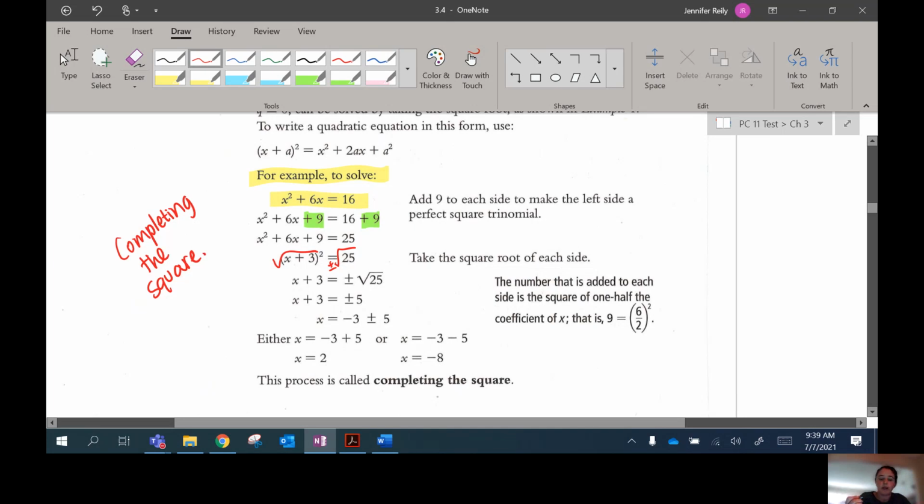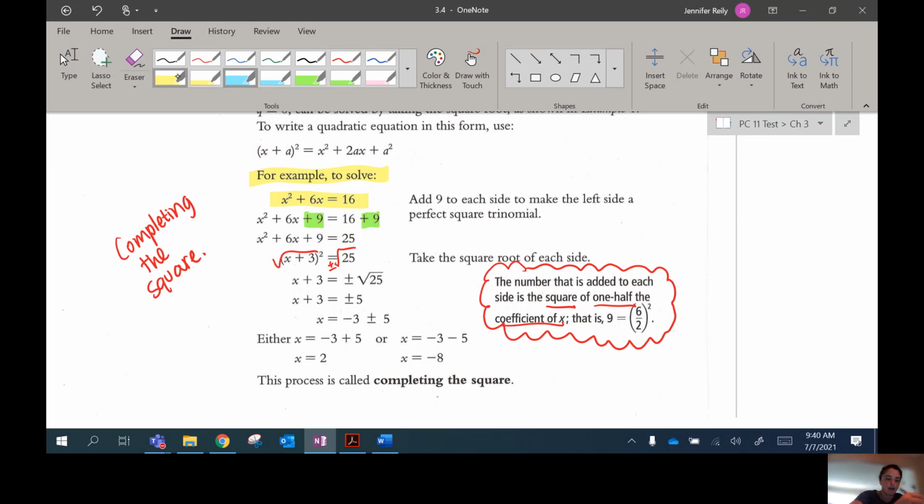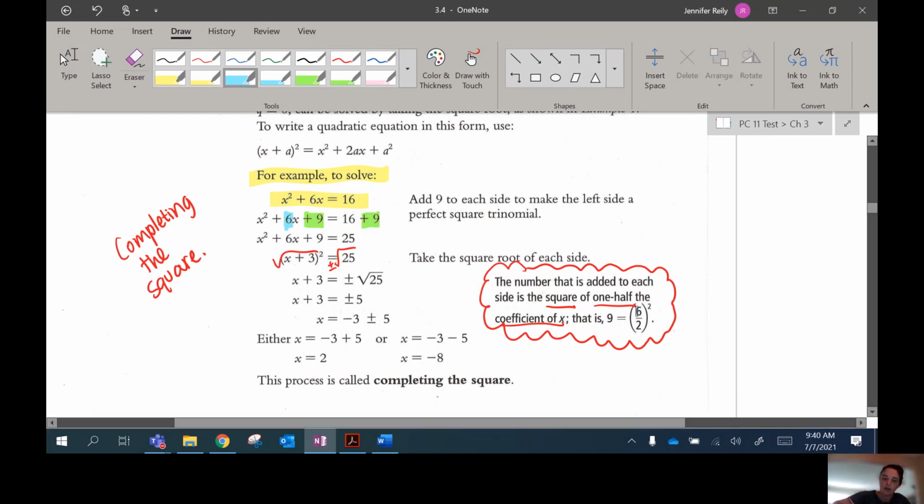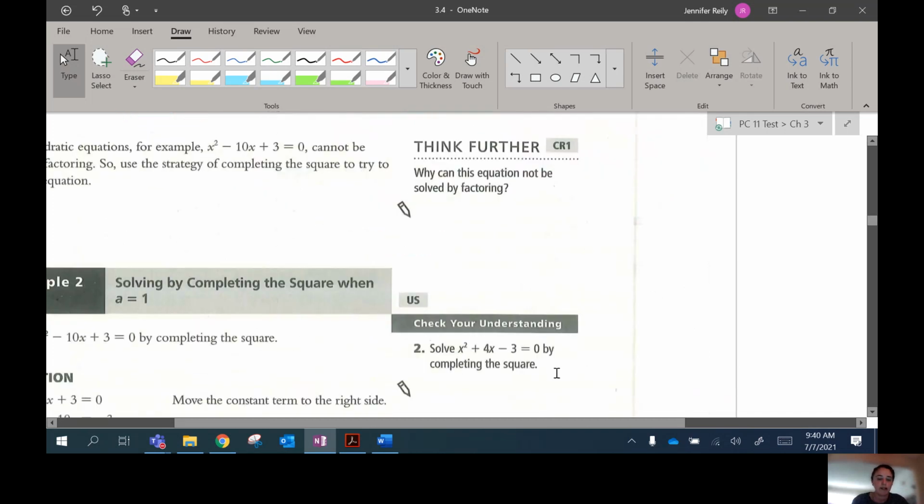When we complete the square, there's a little formula that you can use, and it's written right here. The number that is added to each side is the square of 1/2 of the coefficient of x. So it's the square of this, in this case, the middle coefficient is 6. So we would take 1/2 of 6 and square it. So we're going to practice that a few times. You do need a little bit of practice to get used to it. So it's called completing the square, shown down there. Okay, so let's practice that a few times in the next example.